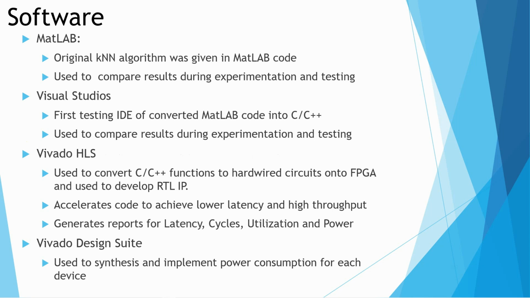Then we used Vivado HLS. This is used to convert the C functions to hardware circuits onto FPGA, and is used to develop the RTL and IP files. It also accelerates the code to achieve lower latency and higher throughput, and generates reports for latency, cycles, utilization, and power. We also use Vivado Design Suite to synthesize and implement and to get power consumption for each device.